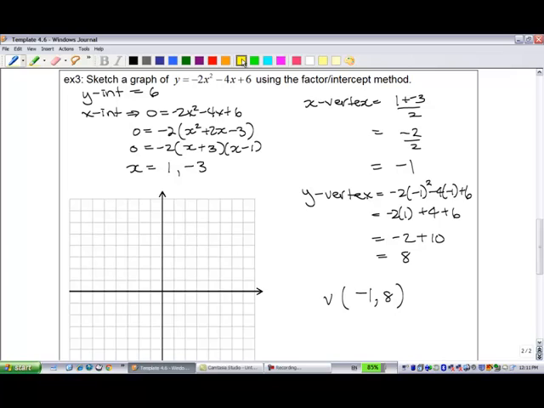So we have lots of bits of information here that we can use. We have the x-intercept, we have the y-intercept, the x-intercept, and the vertex. And that's enough to give us a reasonably good sketch. Let's take a look here. Y-intercept of 6. Let's draw a dot at 6. Let's try and draw it at 6. There we go. The vertex at negative 1, 8. So negative 1, 8 puts it right there. We have x-intercepts of 1 and negative 3.